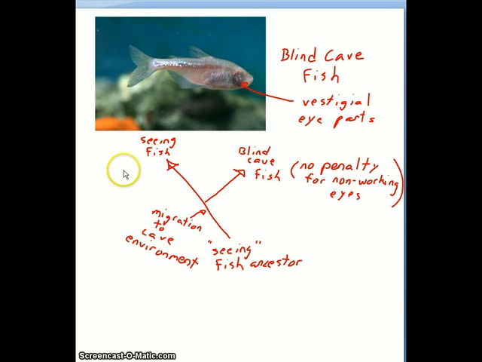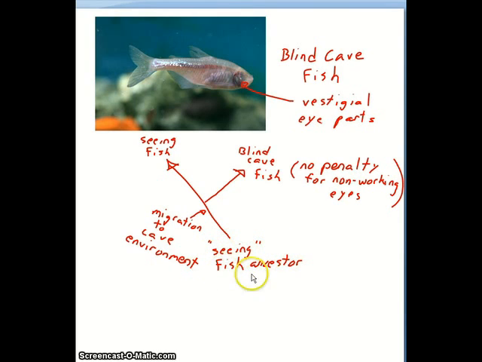Let's take a look at one more example. Here we have a blind cave fish. Right? So this fish cannot see. It lives in dark caves underwater. Yet it does have some eye parts. And we would call these vestigial eye parts, with the understanding that the ancestors of these fish did have functional eyes. So we can model this with our tree diagram.